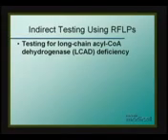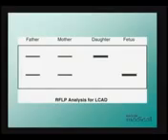Another kind of indirect testing that we can perform uses RFLPs, restriction fragment length polymorphisms, to do our testing. In this particular example, we're going to be testing for the normal and mutant alleles for a disease called long-chain acyl-CoA dehydrogenase deficiency, or LCAD. Here are the results from a particular family in which LCAD is being inherited.